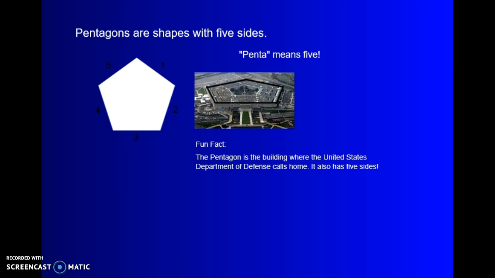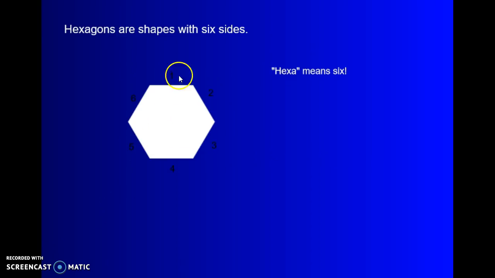So let's go on to our next shape, and it is a hexagon. So hexagons are shapes with 6 sides. So hexa means 6. So we have 1, 2, 3, 4, 5, and 6. Again, this is a normal looking hexagon. Every once in a while we may see hexagons that are distorted and look a little funky, but as long as they have 6 sides, a shape has 6 sides, it is called a hexagon.